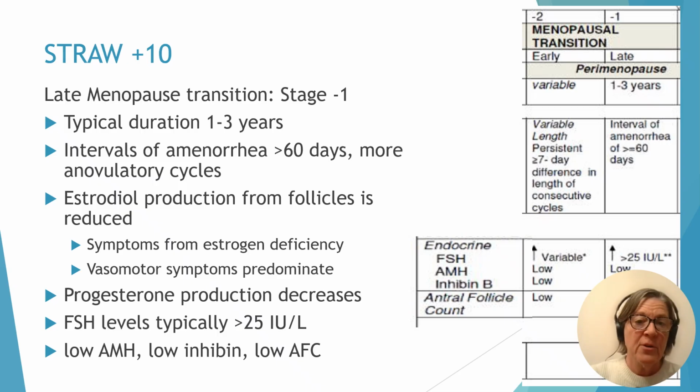Progesterone production decreases. FSH levels might have a little spike up to 25 or higher units per liter, but it's highly variable, can go up and down. So if a woman is still having periods, I don't put a lot of stock in a single elevated FSH. FSH levels can also be completely normal during this time. And we're continuing to see the drop in the AMH, inhibin levels, and the follicular count.